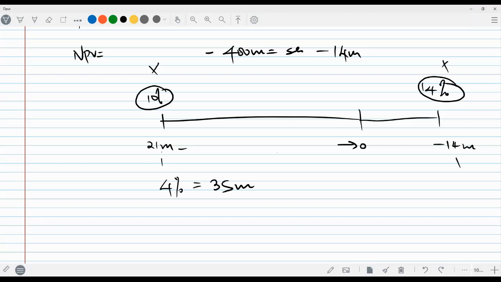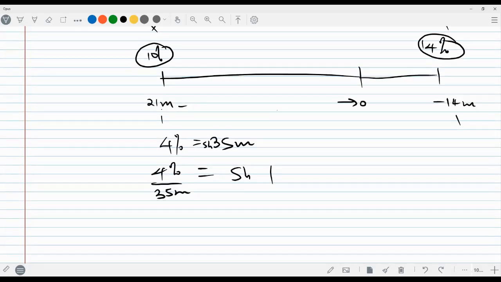Clear? Yes. Okay. Therefore, you can say that there are 35 million shillings. Therefore, 1 shilling is equal to 4% divided by that 35 million. I've just divided both sides by that 35 million. A very simple fraction here.